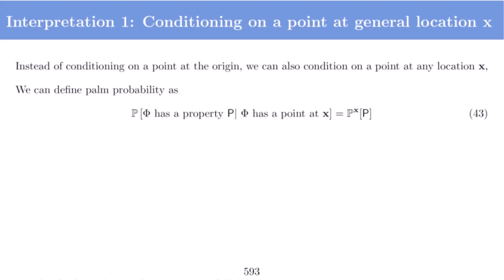Instead of conditioning on a point at the origin, we can condition on a point at any location. So we can also say that phi has a point at x. Conditioned on that, what is the probability that phi has the property P? To denote that we will use the same notation, only on the top there will be x. You can put any location there, and this will be equal to the probability of that.